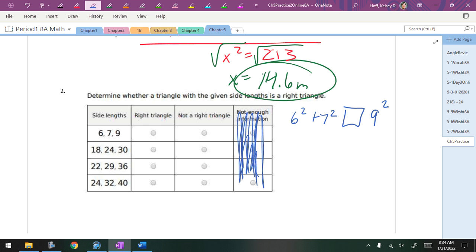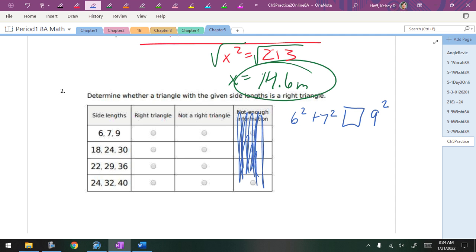Okay, so how do you know what's the most important one, Liana? Like the greatest one. The biggest one has to be by itself, right? Does it matter if you put 6 first or 7 first? No. Technically, Miss Huff always goes small, medium, large. Okay? All right, let's do this first one.